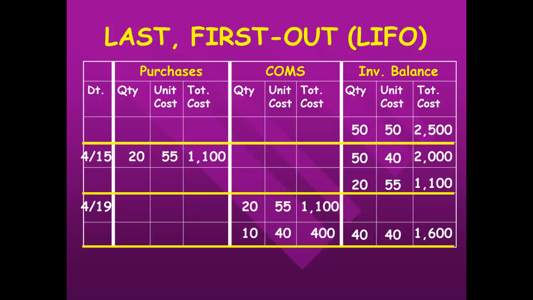40 at 40. Where did those 40 come from? Beginning inventory. They're still around. Now that doesn't mean they're physically still around, but their costs are still around in our books. Okay, just keep that in mind.